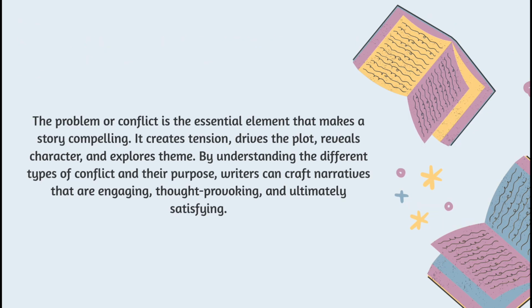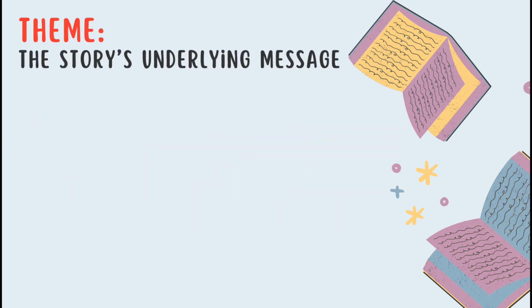The problem or conflict is the essential element that makes a story compelling. It creates tension, drives the plot, reveals character, and explores theme. By understanding the different types of conflict and their purpose, writers can craft narratives that are engaging, thought-provoking, and ultimately satisfying. Theme: the story's underlying message.